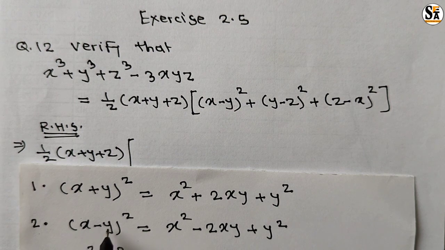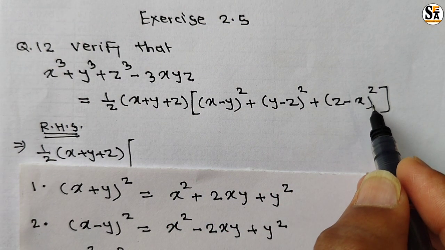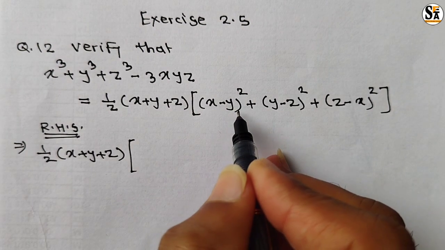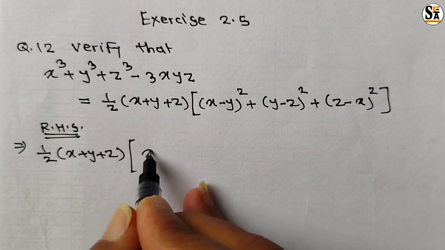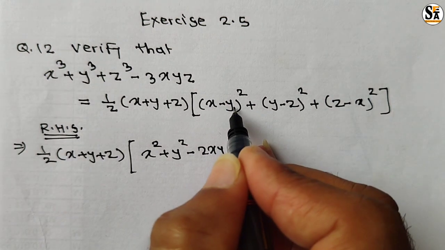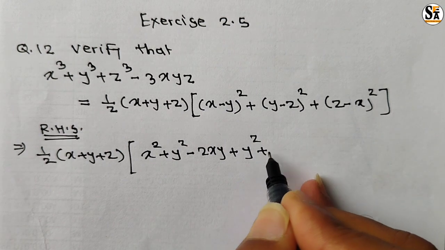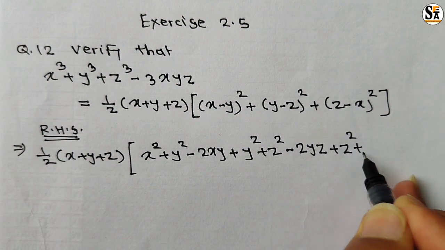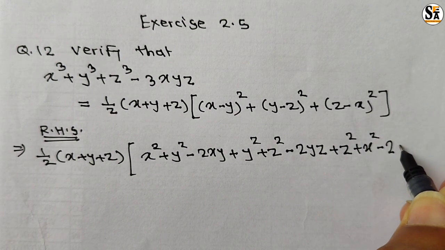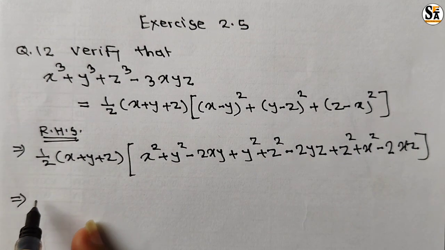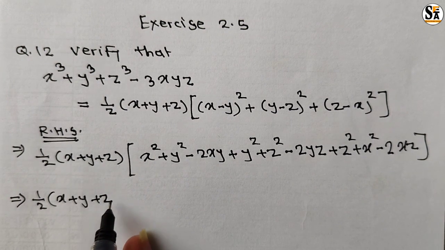Here we will use the standard identity: x minus y bracket square is x square minus 2xy plus y square. So all these brackets we will solve using this standard identity. Solution for the first bracket will be x square plus y square minus 2xy. Then second bracket, y square plus z square minus 2 into yz, and for the third bracket, z square plus x square minus 2 into x into z. Now see which are the similar terms and reduce it. So in the next step, 1 upon 2 into bracket x plus y plus z as it is, and in this bracket.